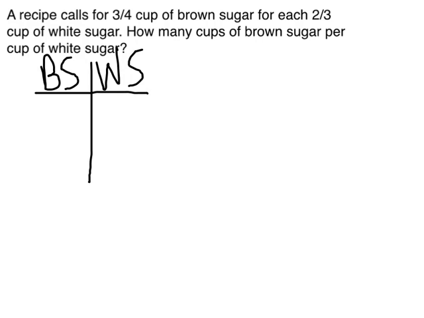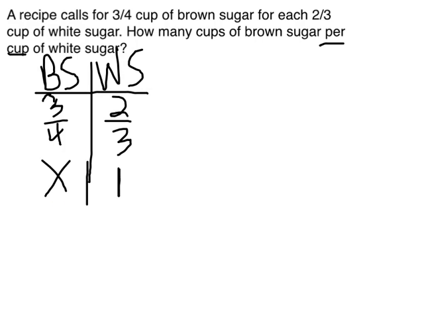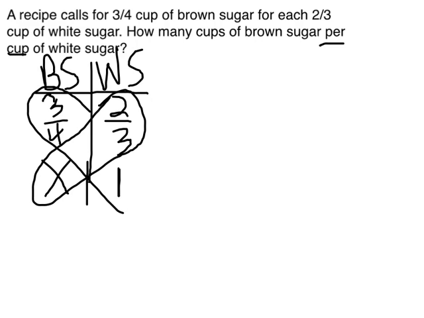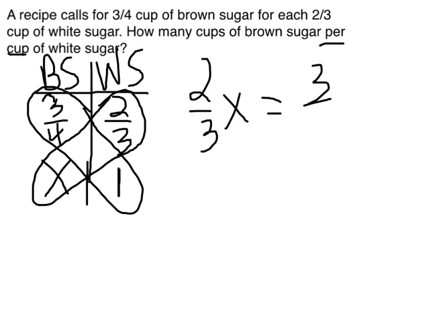And I know that I have 3/4 cup of brown sugar for 2/3 cup of white sugar. How many cups of brown sugar per cup of white sugar? So per cup means 1. So I know I'm looking for this value here, so I'm just going to put that with an X. Now I can cross multiply. 2/3 times X is 2/3 X. And 3/4 times 1 is just 3/4.